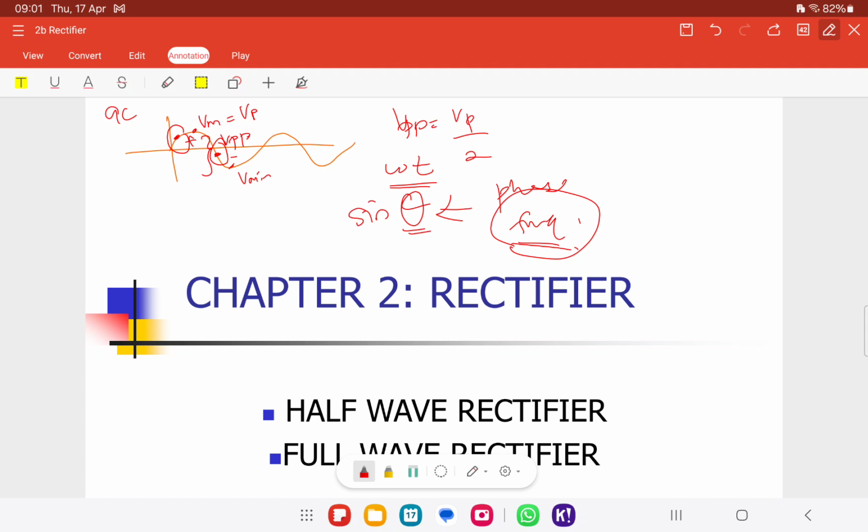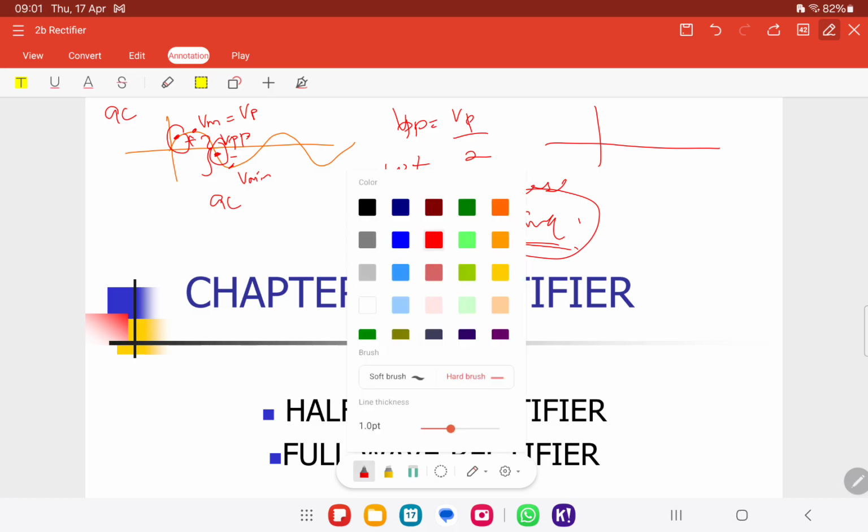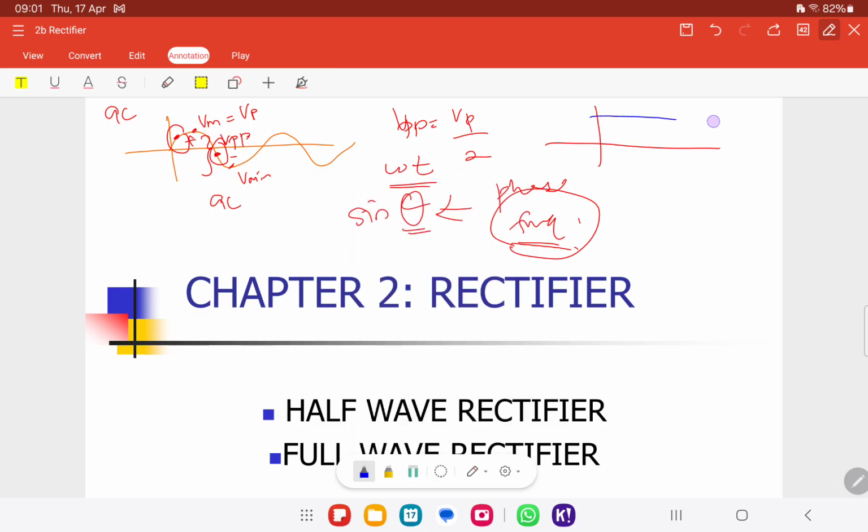And from this AC signal, what do we want to obtain for our usage? The DC signal. The straight line. The DC signal is a straight line. It only has the amplitude.